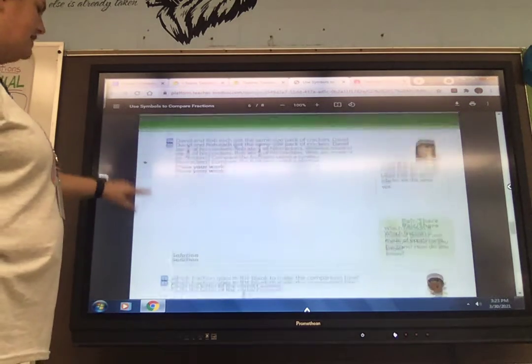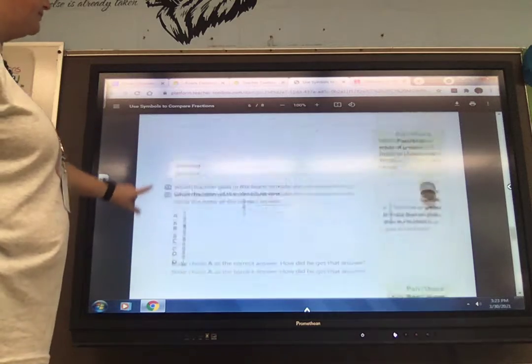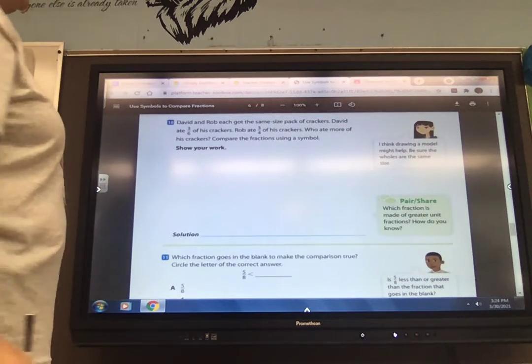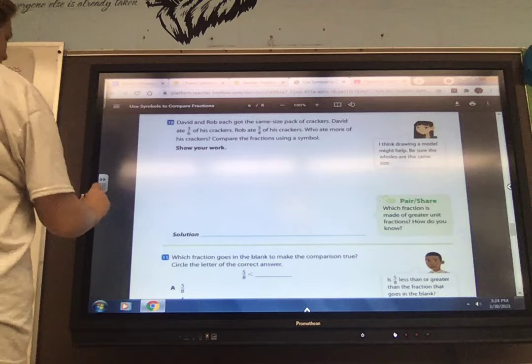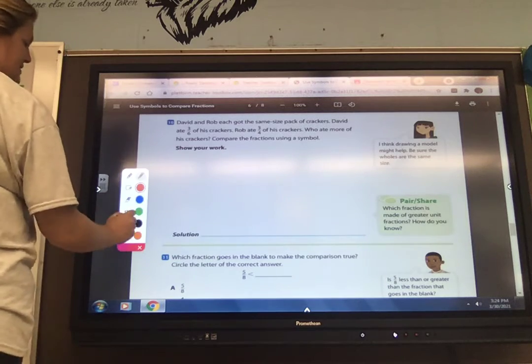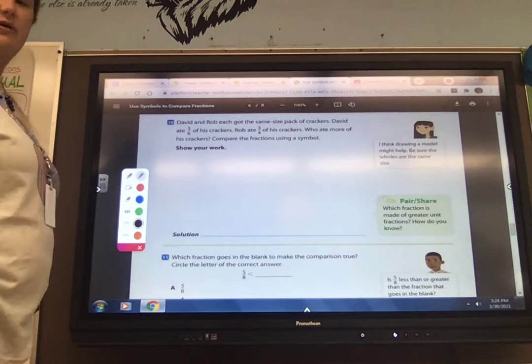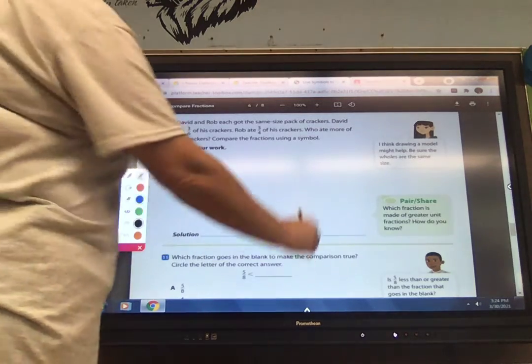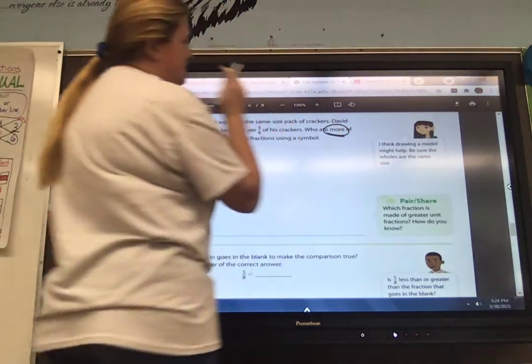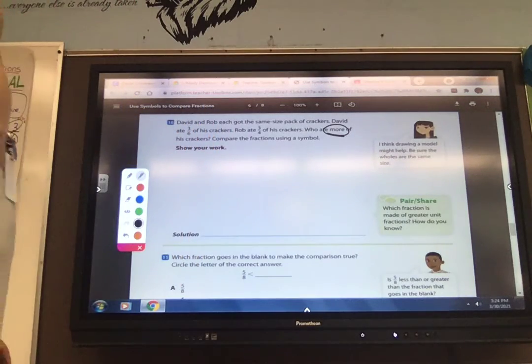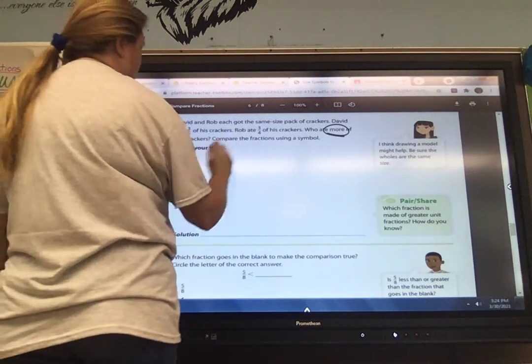Okay, 197. David and Rob each got the same size pack of crackers. David ate 3/6 of his crackers. Rob ate 3/4 of his crackers. Who ate more? Circle that word more. So more, we want the biggest one. We want to use a symbol.